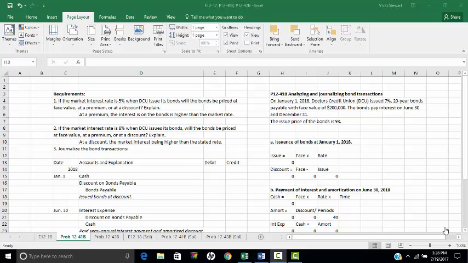This is a demonstration of problem 1241B, analyzing and journalizing bond transactions. On January 1st, 2018, Doctors Credit Union issued 7% 20-year bonds payable with a face value of $200,000. The bonds pay interest on June 30th and December 31st.